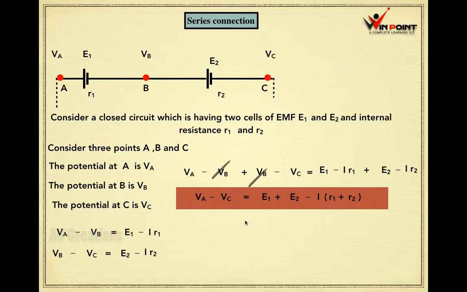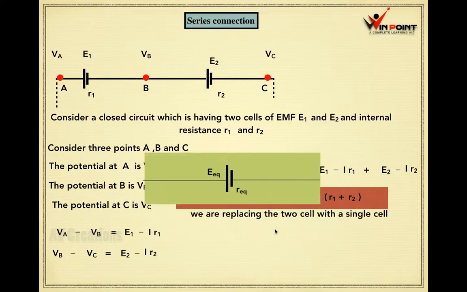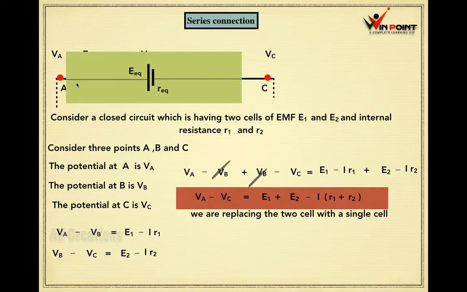Now we are going to replace these two cells with a single cell, which has an equivalent internal resistance R and equivalent EMF E. It is a single cell, the EMF is E equivalent and the resistance is R equivalent. Now what will be the potential difference between A and C? VA minus VC equals E equivalent minus I R equivalent.